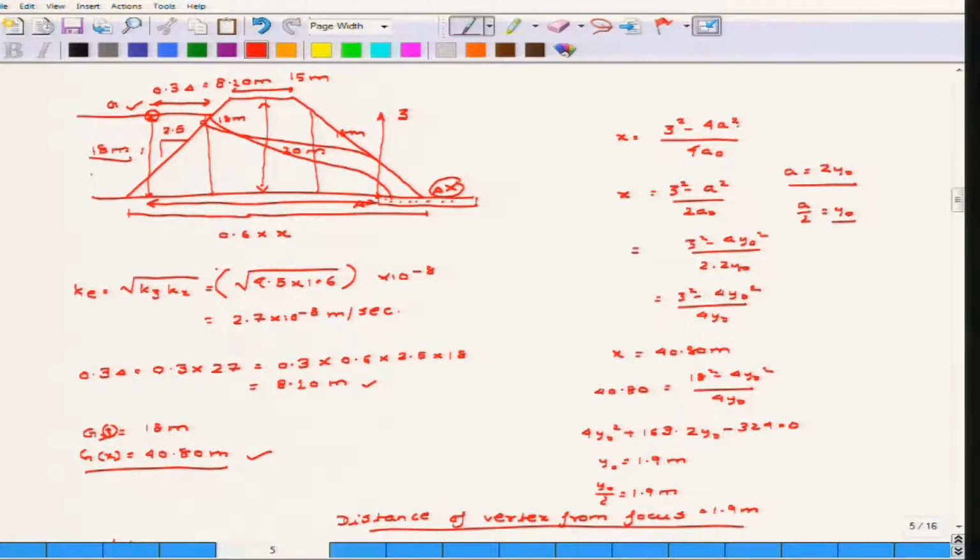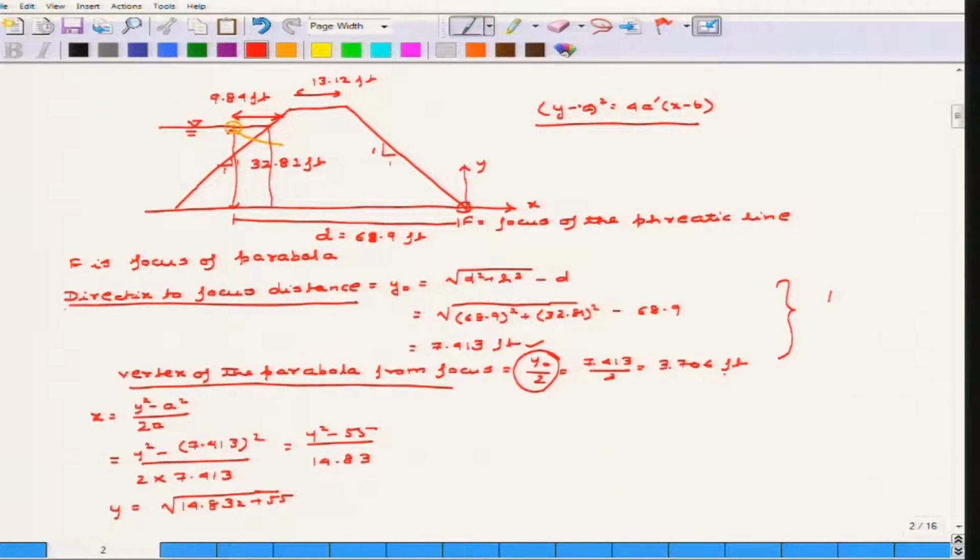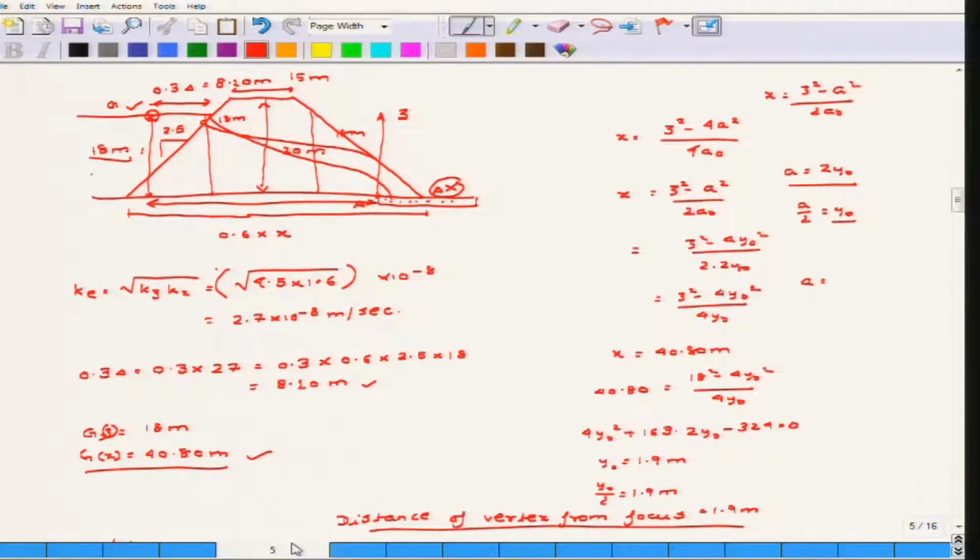Now, you all know that the equation of the parabola actually consists of z square minus a square by 2 a naught. Now, this a is nothing but the distance of the directrix to the focus, as we said previously. Since this is the distance of the directrix to the focus, the distance from the vertex to the focus is basically half of it. So, y naught is equal to a by 2. That is what I have said here.